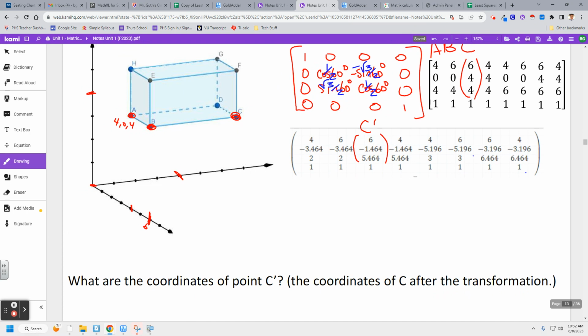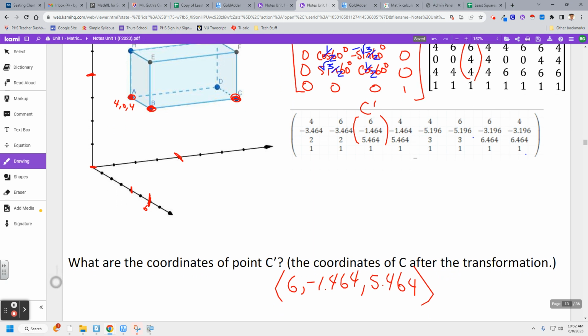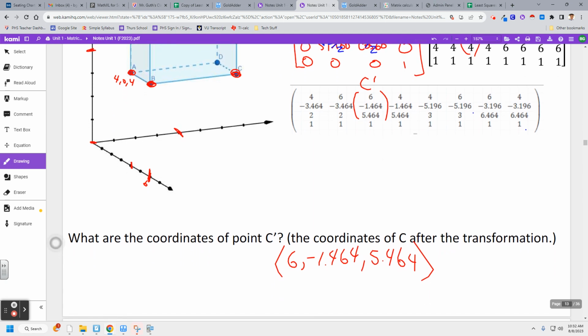Okay, back to our question from earlier, we know that C prime is in the same position as C. So what are the coordinates of point C prime? It would be 6, negative 1.464, 5.464. Now again, those numbers are rounded, but that's still a pretty good approximation of those numbers. Okay.